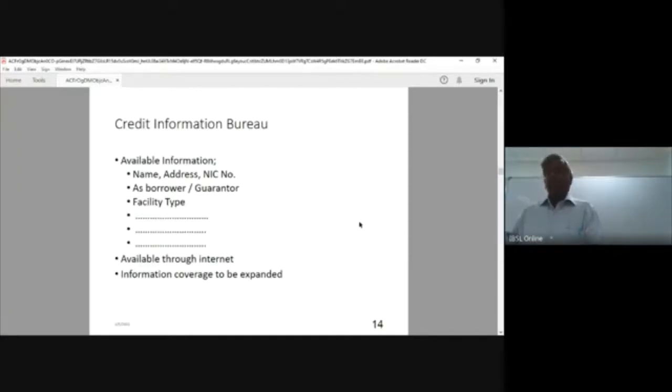Those information will be as a guarantor, how much loan he has guaranteed, or as a borrower, what amount of loan he has borrowed. Then the facility type. What is the facility type? Various. Loans or overdraft, leasing, hire purchase, all those facility types are also there.